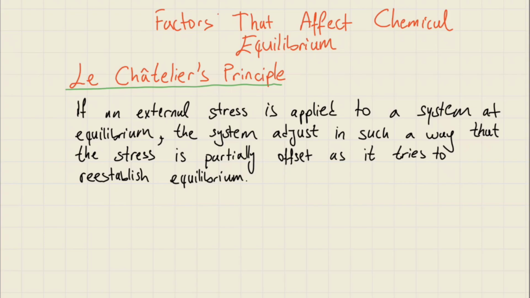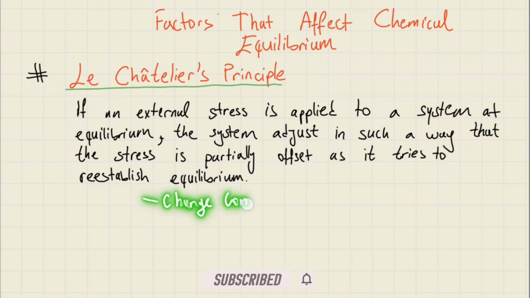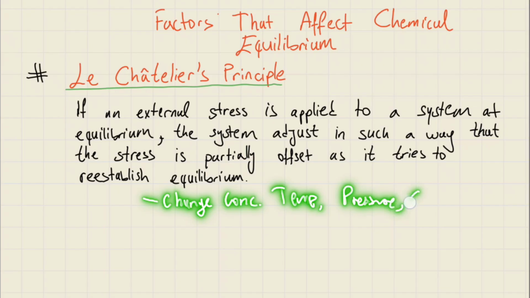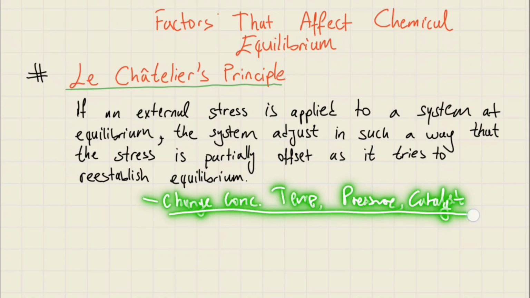In this video, I will talk about the factors that affect chemical equilibrium, and the most important concept here is Le Chatelier's principle. This principle states that if an external stress is applied to a system at equilibrium, the system adjusts in such a way that the stress is partially offset as it tries to re-establish the equilibrium. So we can change the concentration, temperature, pressure, or add a catalyst, and the other things to affect the equilibrium.